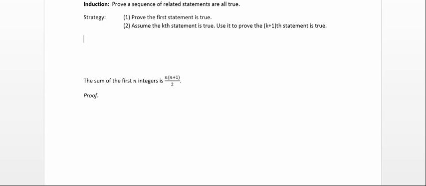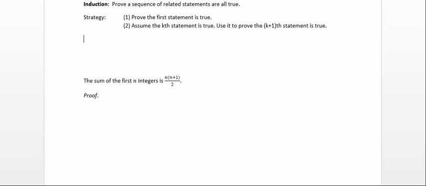I'll say what the strategy is, but it makes more sense once you get into the examples. First you prove the first statement is true, a direct proof usually, or whatever it takes. Then you assume that the kth statement is true. By that I mean any statement, you're just calling it generically the kth statement. And you're going to use that to prove the next one, the k plus 1th statement.